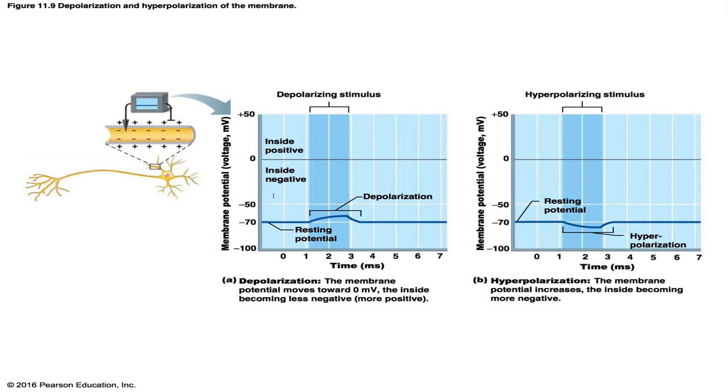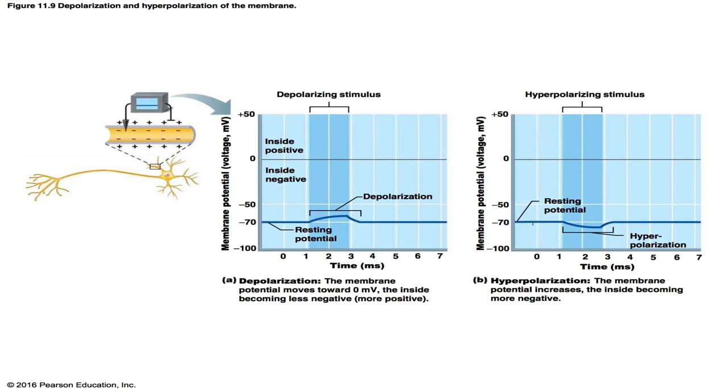In this image here, it's showing you what happens when we measure the voltage across the plasma membrane and apply a depolarizing stimulus. You'll see that the resting potential starts off at minus 70 millivolts. When the depolarizing stimulus is applied, the voltage changes from minus 70 to roughly minus 65 for the duration that the stimulus is applied, before it goes back down to minus 70, its resting potential.